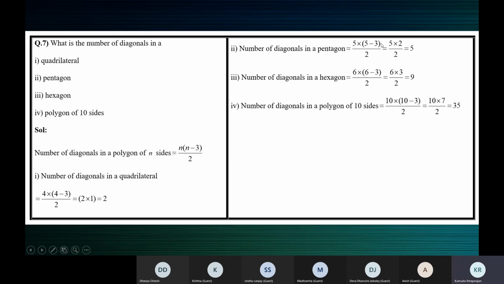So you'll have to subtract this. 5 minus 3, 2. 6 minus 3, 3. 10 minus 3, 7. And then divide. 5 by 2 into 2. So 2 cancels 5. I think the calculation should be simple for you. All of you got the correct answer? Yes, ma'am. All right. Let's go to the next one.